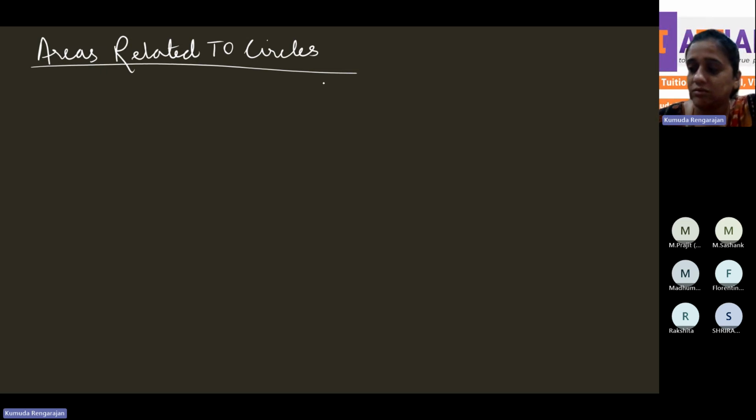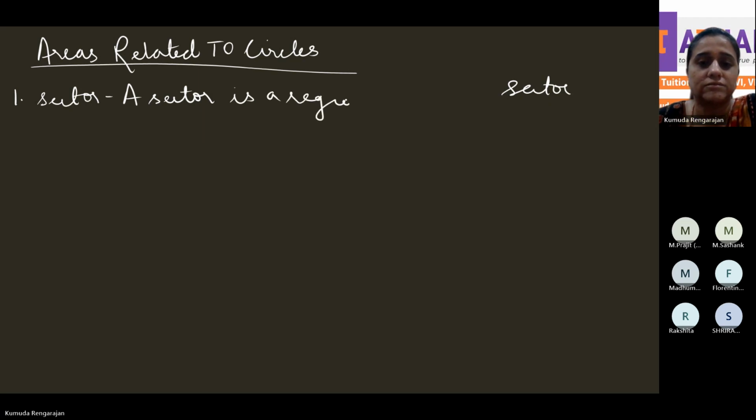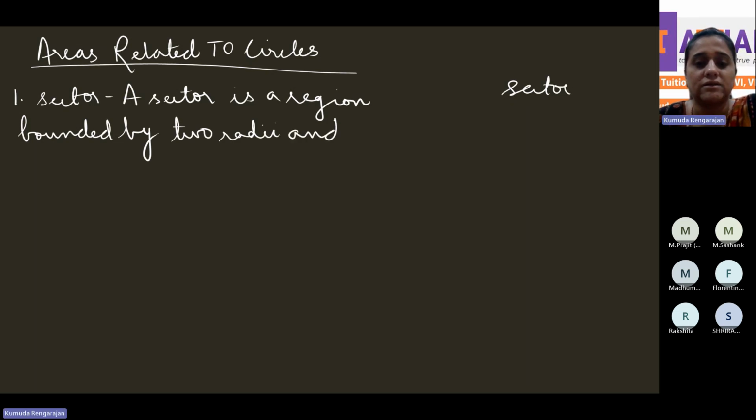All right. So today we'll take the introduction to this chapter, areas related to circles. The term sector related to a circle is not new to you. Sector. Okay. So, how do you define a sector? A sector is a region bounded by two radii and an arc.